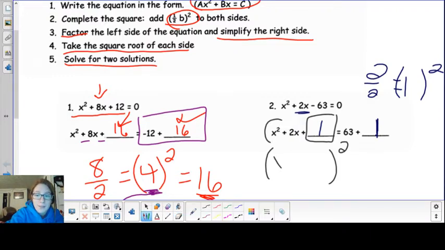We're going to have x and 1, because the square root of x squared is x, and the square root of 1 is 1. And it's going to be plus because they're both positive. Equals 63 plus 1 is 64.